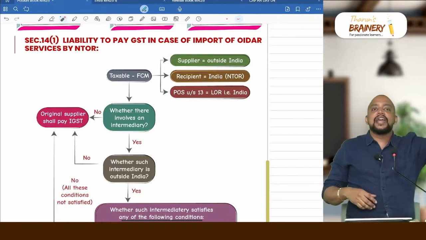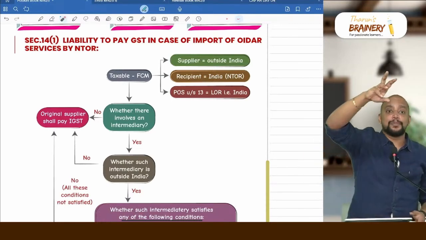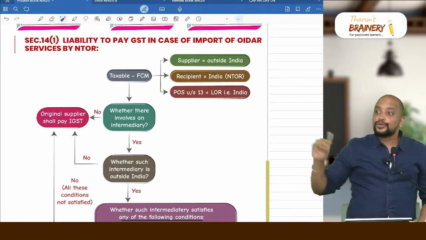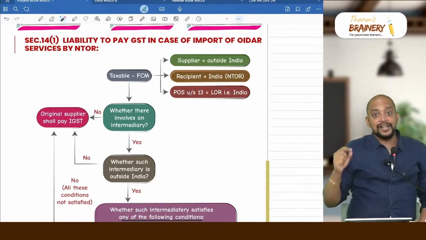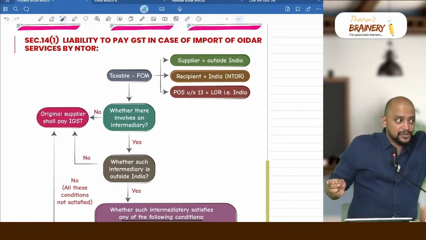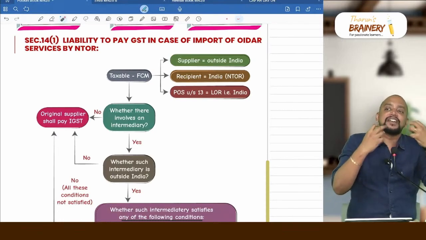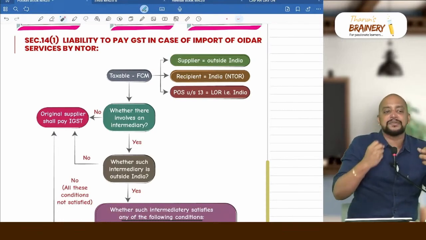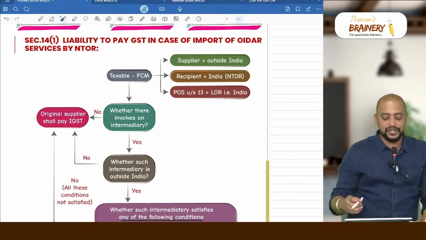Example, there is a game developer. That game developer is outside India, and App Store or Play Store is the intermediary through which only you will download the game and you will pay money also. Now in that case, even though liability to pay GST is on the game developer outside India, the primary liability is on the intermediary because it is convenient to collect the tax from the intermediary rather than the supplier, for which they created this section 14 subsection 1.